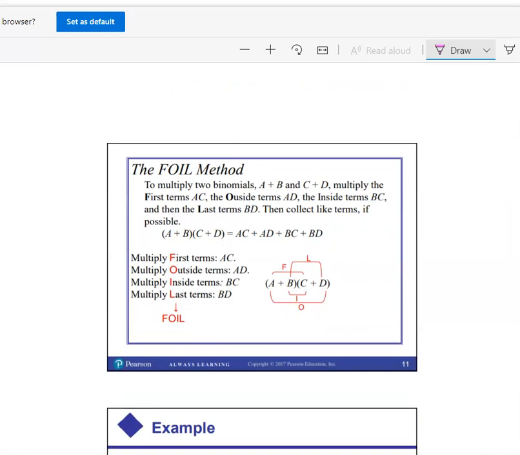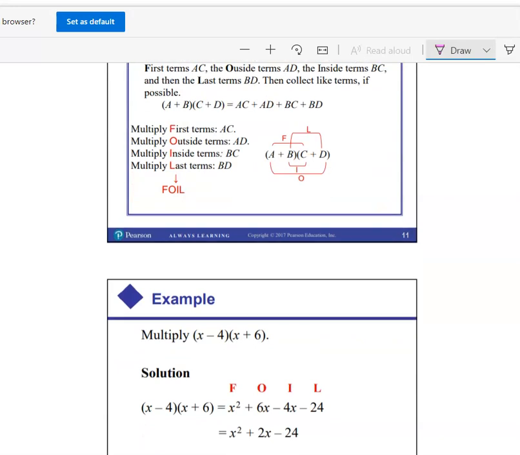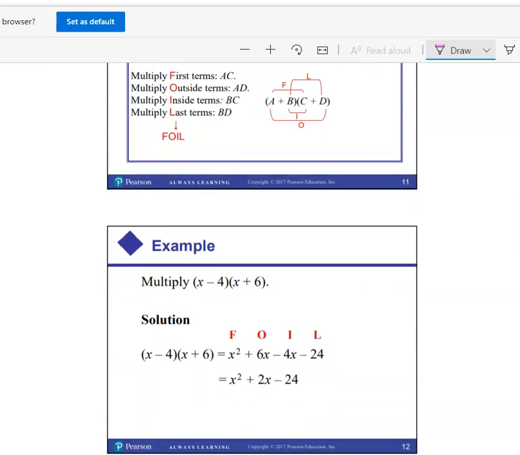So when you only have a binomial in each one, in other words, they only have two terms, we can use this FOIL method. And it's first, outer, inner, last. So let's talk about this. This is just a method for how to do these problems.